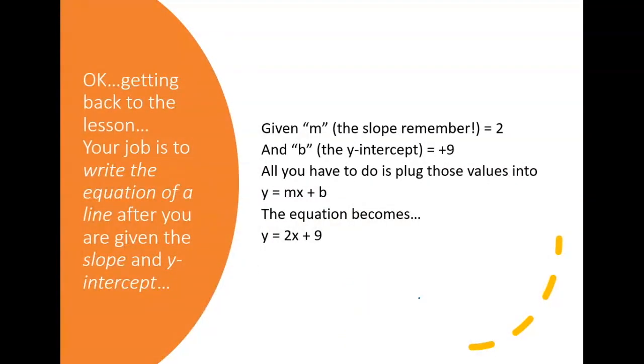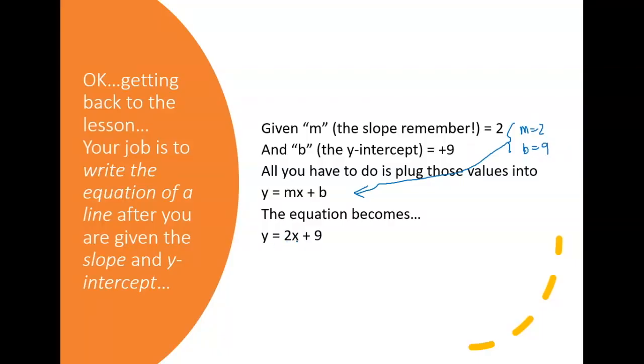Okay, getting back to the lesson. Your job is to write the equation of a line after you are given slope and y-intercept. Not that it's your job, I think that's a weird way to put it, but the question is asking for you to write the equation of a line. So let's say you're given a slope of 2, and you're given a y-intercept of 9. I know that my m is 2 and my b is 9. So now I can just sub these values into my equation and find my linear equation.